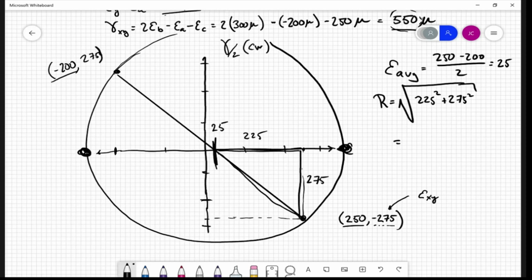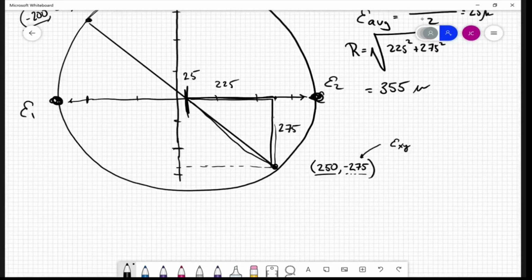355 microstrains, right? So that is the radius. I guess it's fine. Okay, so now we can get the two principal strains, epsilon 1 and epsilon 2, just by adding and subtracting the radius from the center, right?